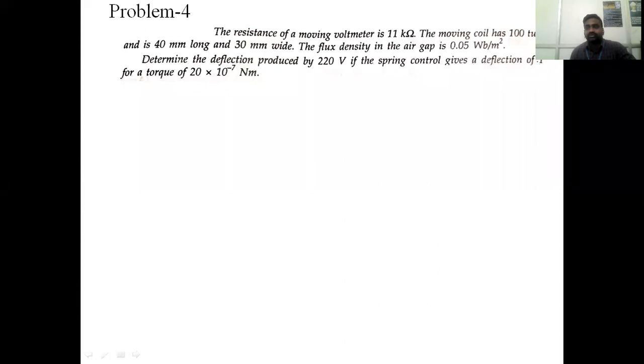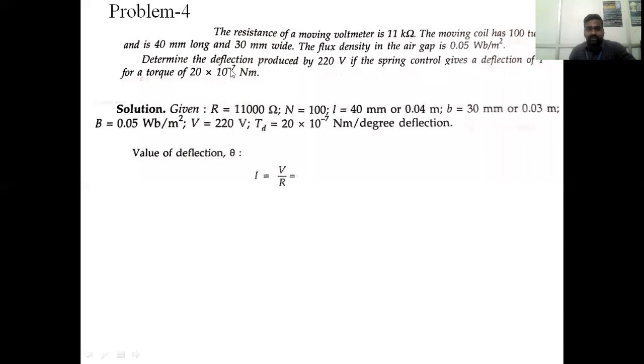Spring control is giving a deflection of 1 degree, and the spring control torque is around 20 into 10 to the power of minus 7 Newton meter. So this is a problem. When we exercise the given data, this is the resistance we got. The resistance is 11 kilo ohm, that is 11,000 ohms. And the number of turns n is equal to 100.